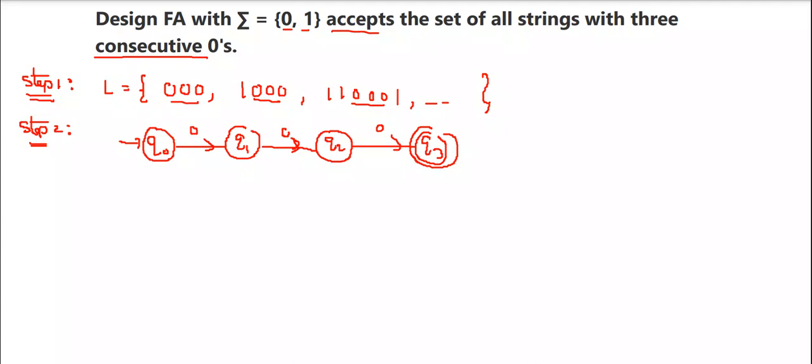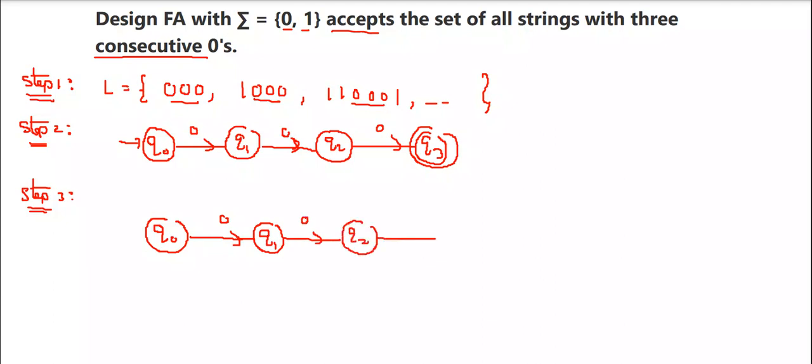Now step 3. Again you write the diagram Q0. When it sees a 0, it goes to Q1. When it sees another 0, you are going to Q2. And when you see another 0, you are going to Q3. Suppose you need 3 consecutive zeros. What happens if 1 comes before? Any number of ones initially, you don't care. Why? Because you are looking for the first 0. Before that 0, any number of ones may come, but you are not required to care about those ones.